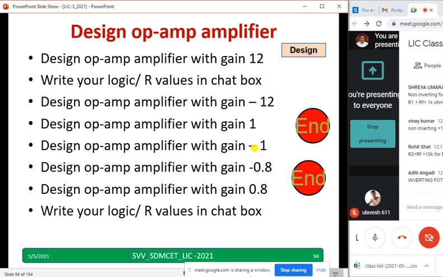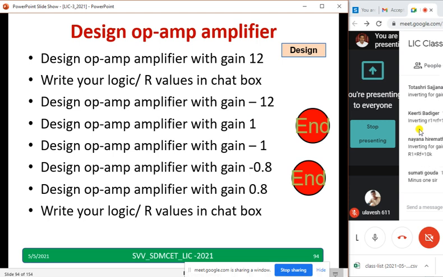Aditi is typing inverting for gain. Oh, many have typed. I think minus 1, RF. Okay, this is correct. When anybody is trying for 0.8 or minus 0.8, yeah. Now everybody is typing. Shreya, the way she typed, I like. Even Sumati has typed so nicely. Gain equal to 1, sir. Gain equal to 1, Sumati. You are using inverting? Okay. Gain equal to 1, inverting is not possible. Minus 1 it will become.